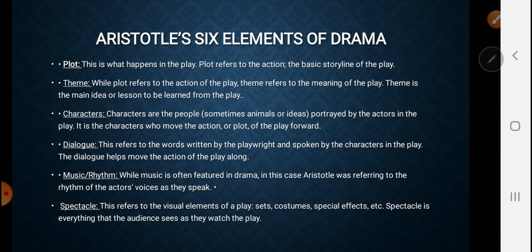The six basic elements of drama, in the view of Aristotle's perception, are plot, theme, characters, dialogue, music, or you can say rhythm, and spectacle. Let's talk about plot. The way the events are arranged in a play is known as plot. While theme refers to the main idea of the story, characters are the people who perform the act.